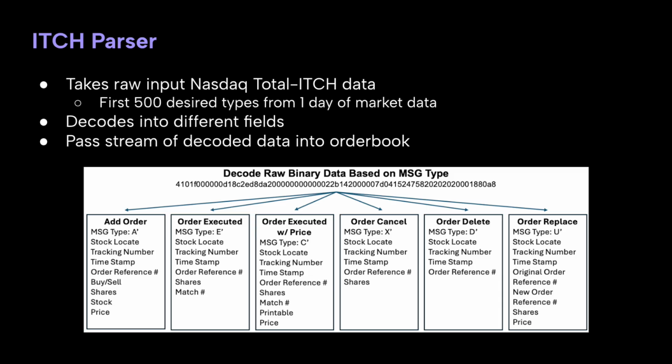The ITCH parser would first identify the message type from the message header. Because each ITCH message type encodes different fields at different bit positions, the parser must slice the binary message accordingly. After the message is decoded, the parser outputs a stream of decoded order messages to the order book.